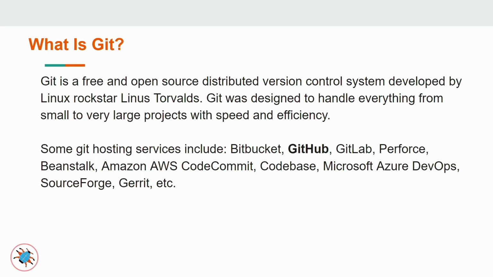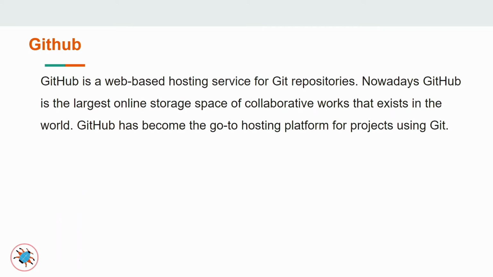So let's look at some Git hosting services. They include Bitbucket, GitHub, GitLab, Perforce, Beanstalk, Amazon AWS CodeCommit, Codebase, Microsoft Azure DevOps, SourceForge, Gerrit, and many more. But amongst this lineup of Git hosting services, we are going to be looking at GitHub in particular. So the question really is, why are we focusing on GitHub? What advantage does GitHub have over this lineup of Git hosting services? So let's look at GitHub very quickly.